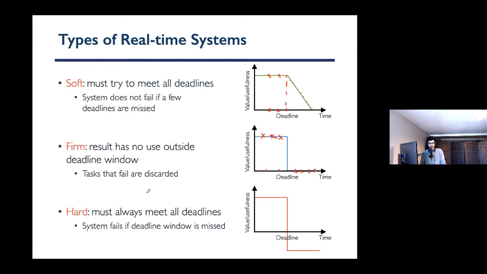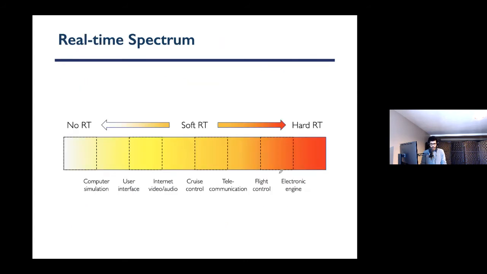And then finally, you have hard real-time systems where if you miss the deadline, you're going to actually get a negative utility. Something really bad will happen to your system. Now, just to make analogies, here you can see some examples of these systems. You have in the middle the soft real-time system. On the right you have the hard real-time system, and then no real-time system at all.